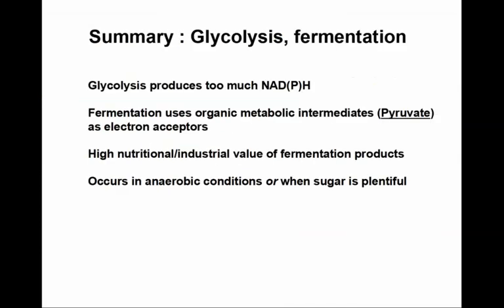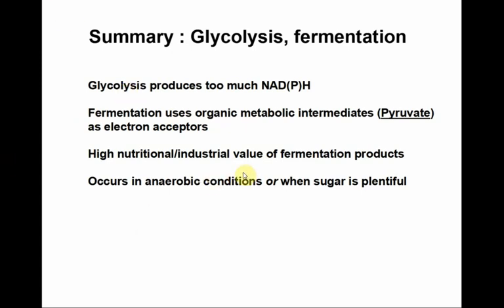So a bit of a summary of this. So what is the problem here? Glycolysis, that is the metabolism of glucose down to pyruvate, produces too much NADH or NADPH compared to the amount of ATP. And then in order to recycle the NADH into NAD+, you need to use pyruvate or something derived from pyruvate as an electron acceptor.